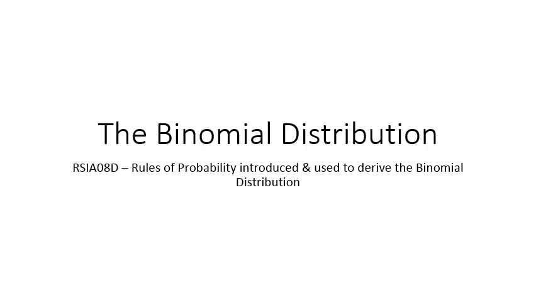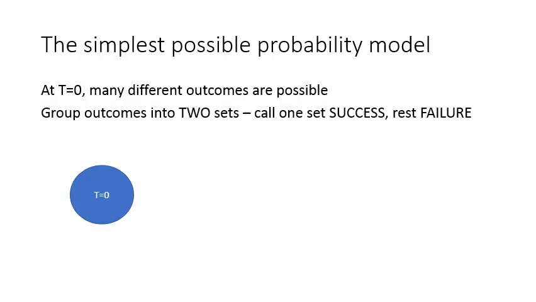In this lecture, we will discuss the properties of the binomial distribution, which is one of the most important discrete distributions. The reason this distribution is important is because it is the simplest possible probability model.